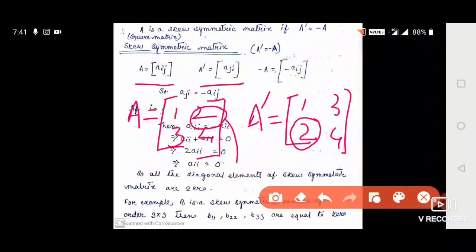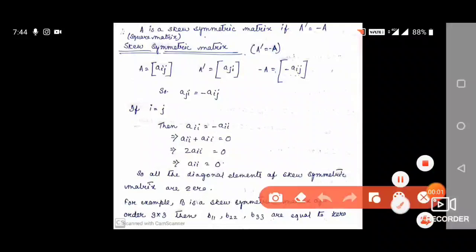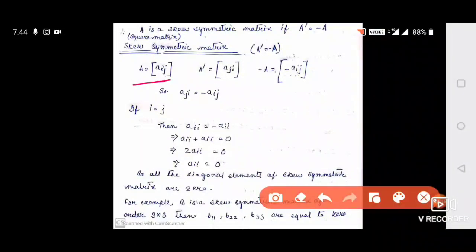So here in A, 2 represents A12, but in A transpose this 2 represents A21. That is why we have written A is equal to Aij and A transpose is equal to Aji.